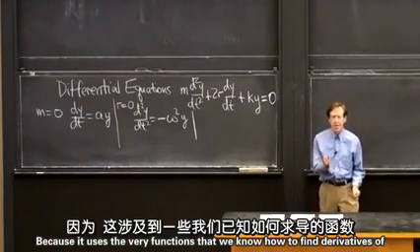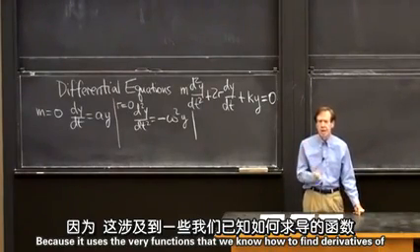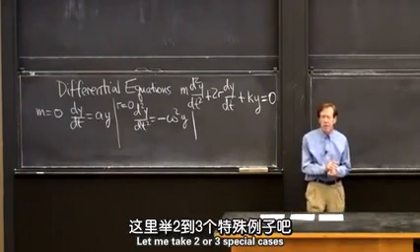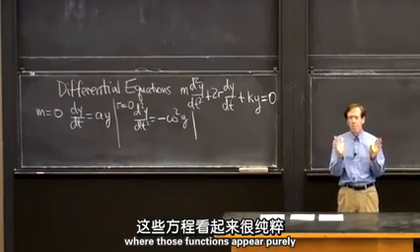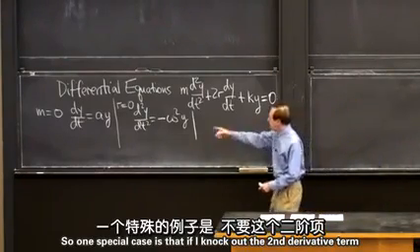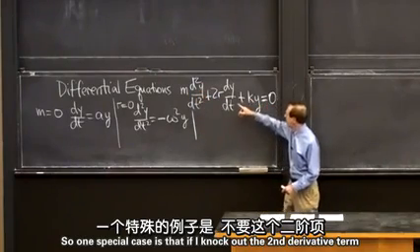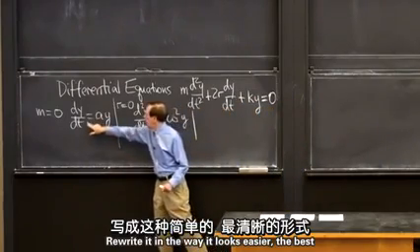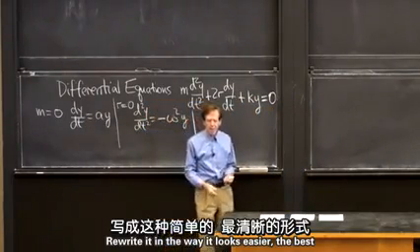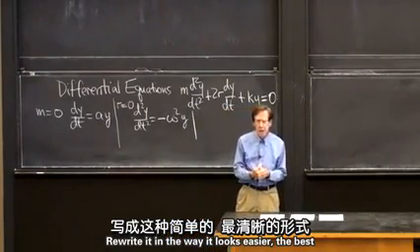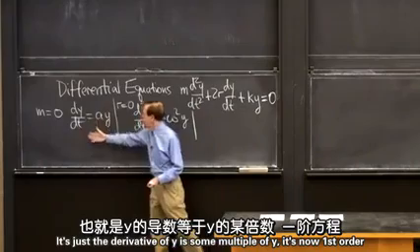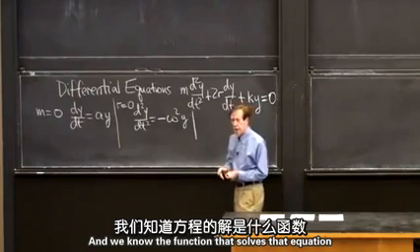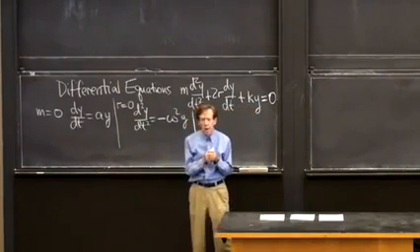And we can do it because it uses the very functions that we know how to find derivatives of. Let me take two or three special cases where those functions appear purely. The one special case is if I knock out the second derivative term, and let me just rewrite it in the way it looks easiest and best. It's just the derivative of y is some multiple of y. It's now first order.